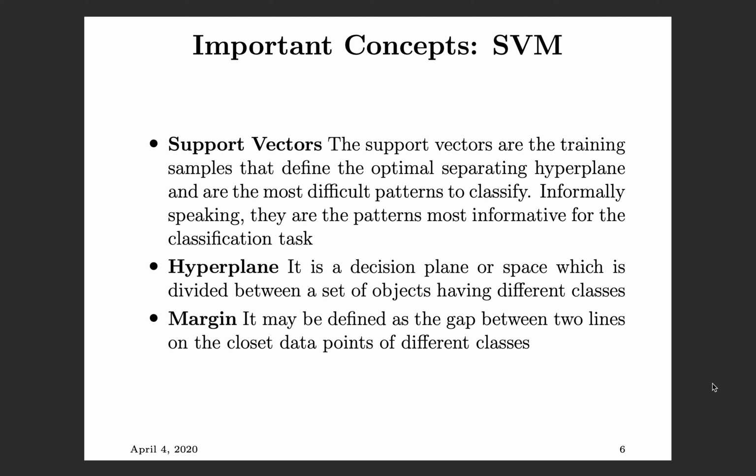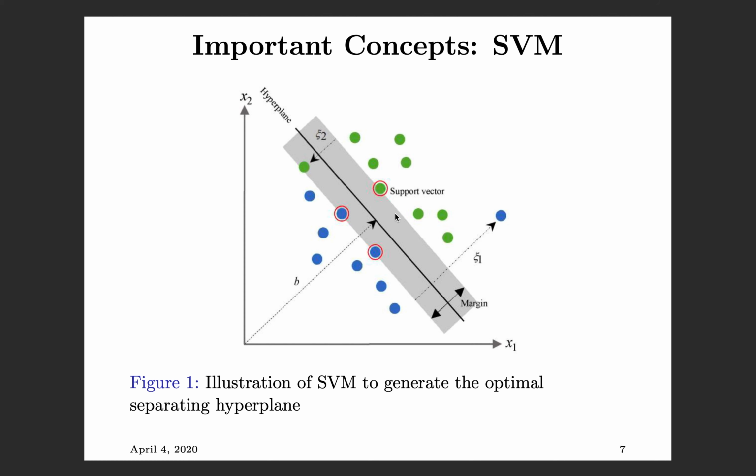What is meant by support vector? The support vectors are the training samples that define the optimal separating hyperplane and are the most difficult patterns to classify. Okay, so in this diagram you can see that these green dots are considered as support vectors that are difficult to classify. According to these support vectors, we are able to find the hyperplane. And what is this? This is a misclassification example. This is also a misclassification example.